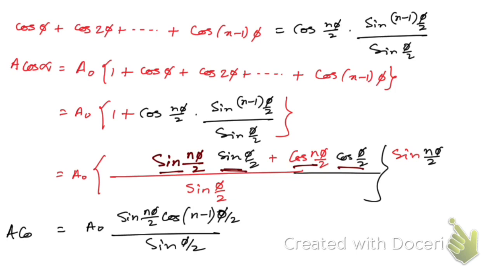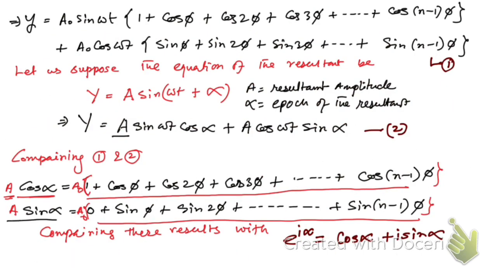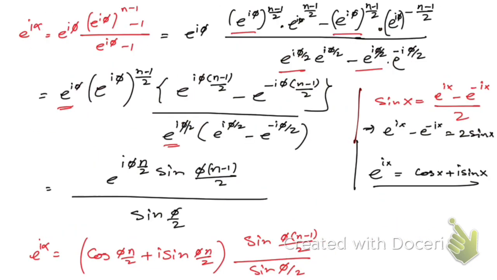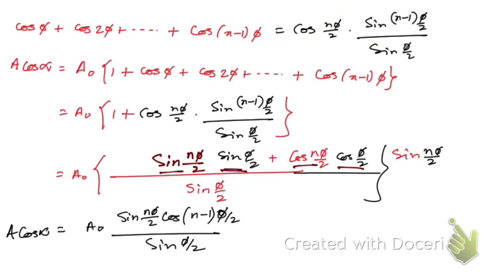This is A cos alpha, right? Now let's find A sine alpha. In order to find A sine alpha, we need A naught here. So let me copy this last series, sine alpha, sine 2 alpha. Okay, and let me give this one equation number 3. So here is the new slide.